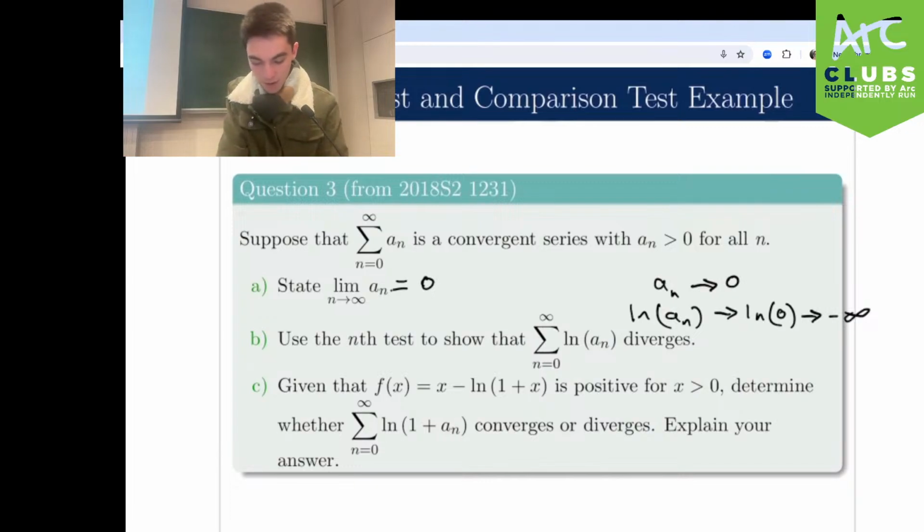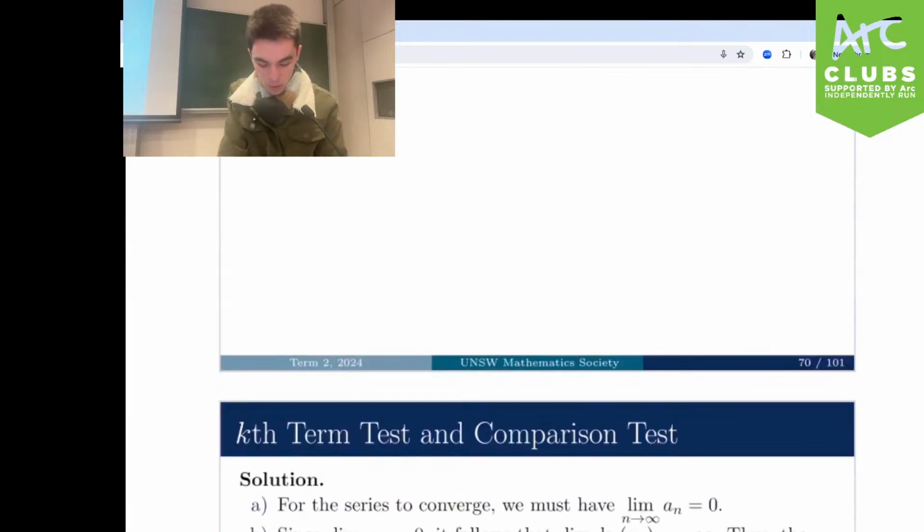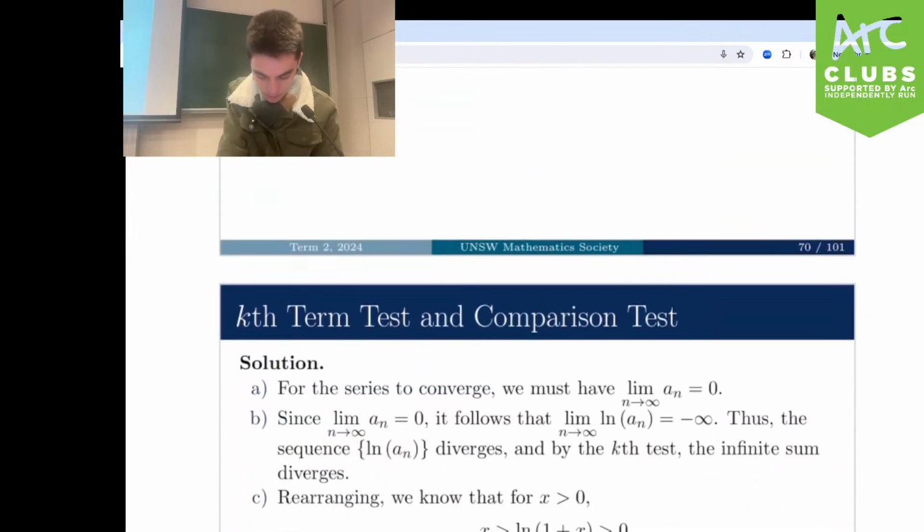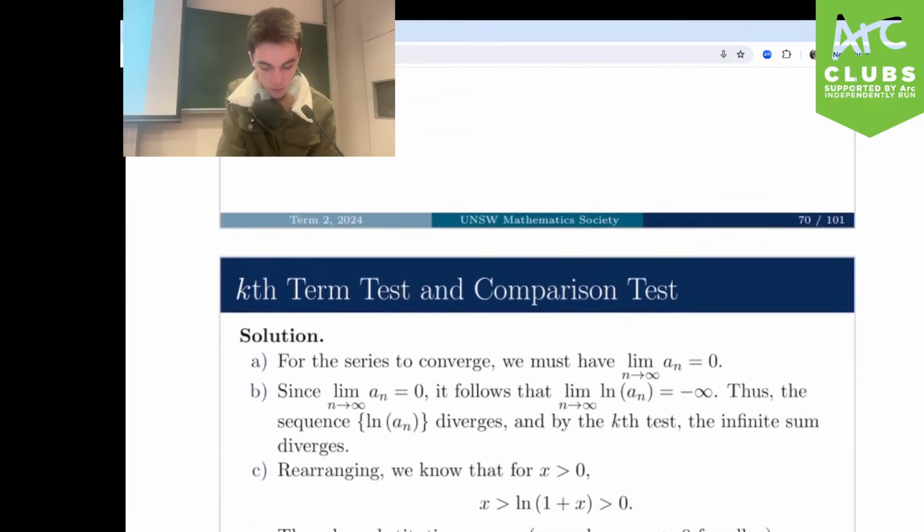All right, and finally, we've been given this identity, that x minus natural log of 1 plus x is positive for all positive x, and we have to use this to determine whether this series converges or diverges. So the first thing that we're going to do to tackle this is to rearrange the inequality. We see that x has to always be larger than the natural log of 1 plus x, which is larger than 0.